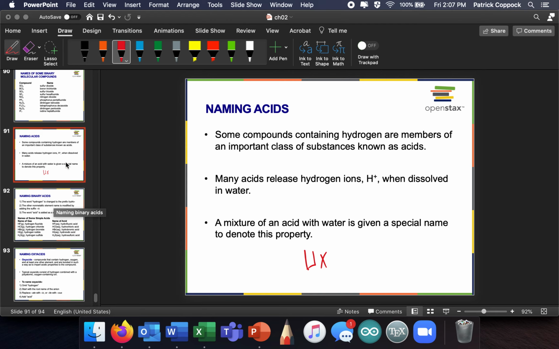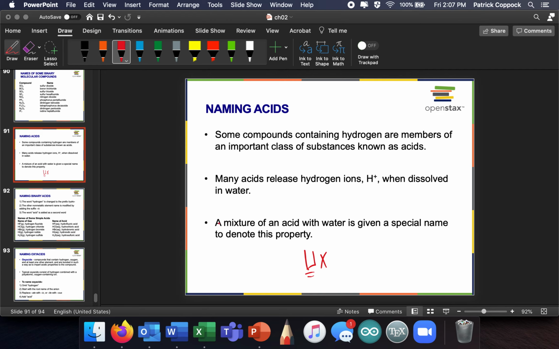So, naming binary acids, we go like this. Some compounds containing hydrogens are members of an important class of substances known as acids, right? We've got our leading acid here. That would be an acid because it has a hydrogen on the front.